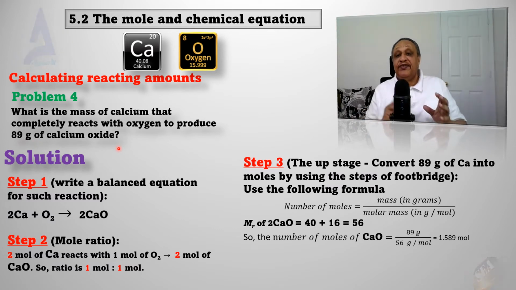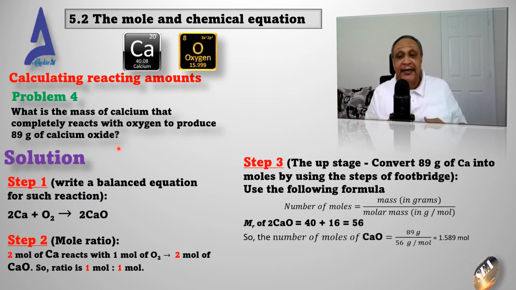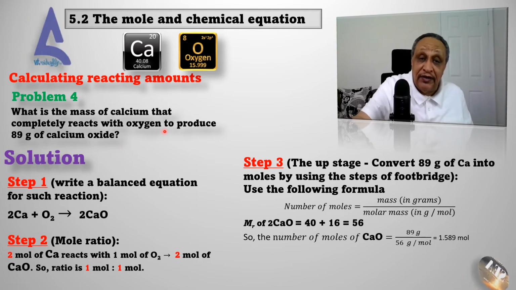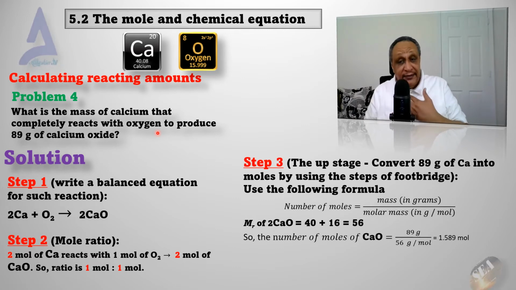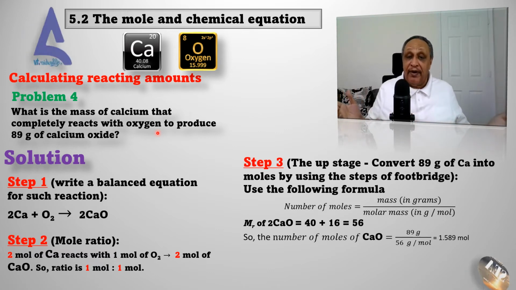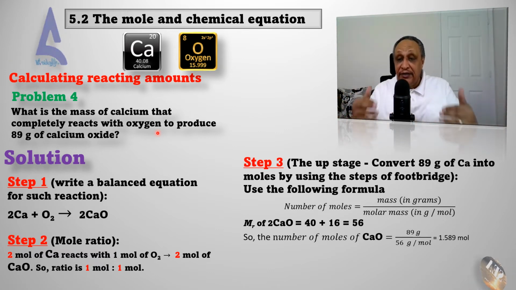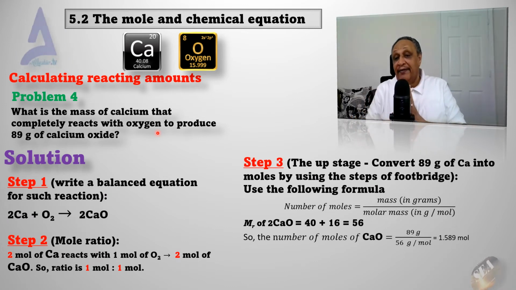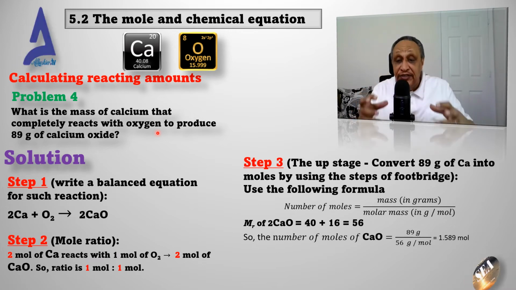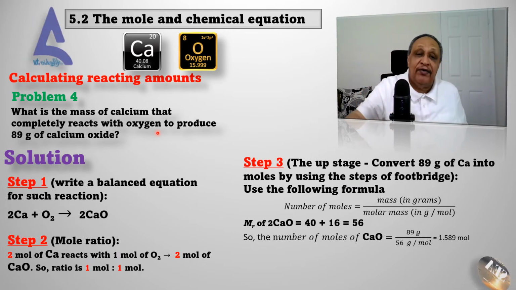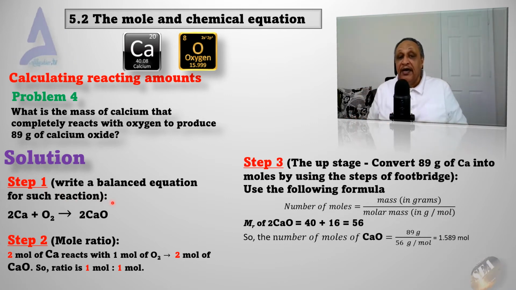So I'm interested in calcium and calcium oxide. Oxygen is not of my interest. Why? Because it is in abundance. I don't need it. It is not a limiting factor for the reaction, so there is no problem. What I'm going to do is solve the problem the same way that I have. However, in step 3, I have to consider something. Now, let us go for step 1, which is just to write a balanced equation for such a reaction.